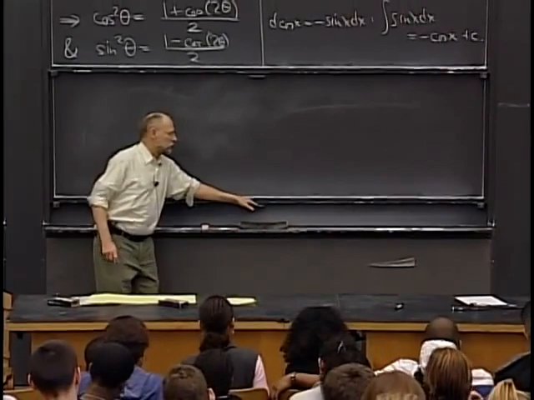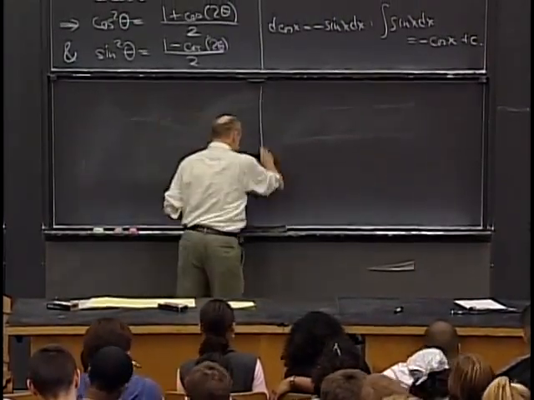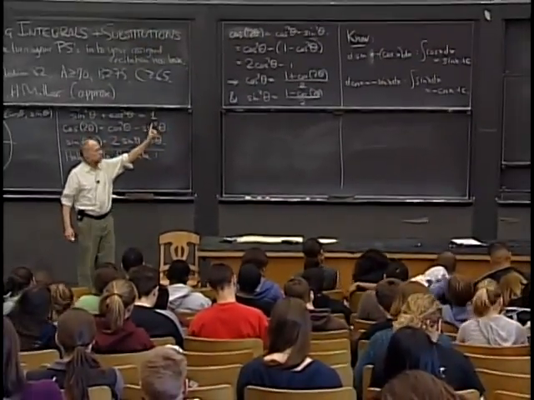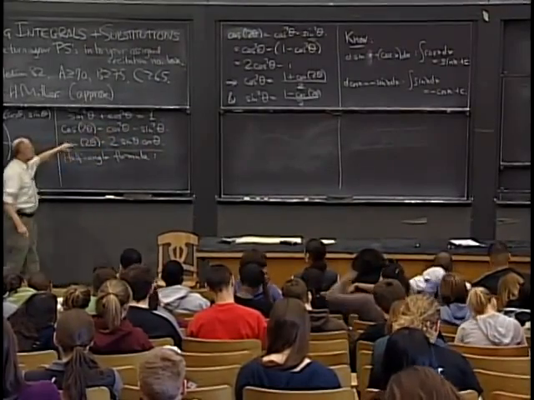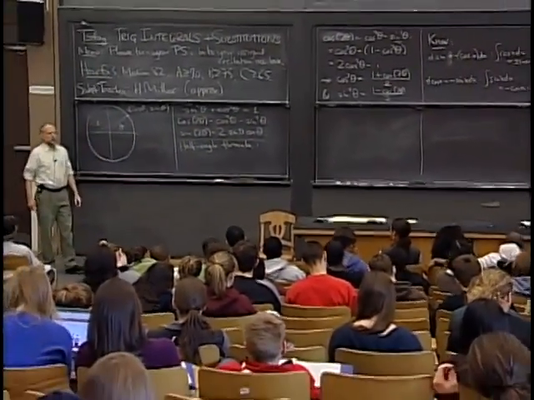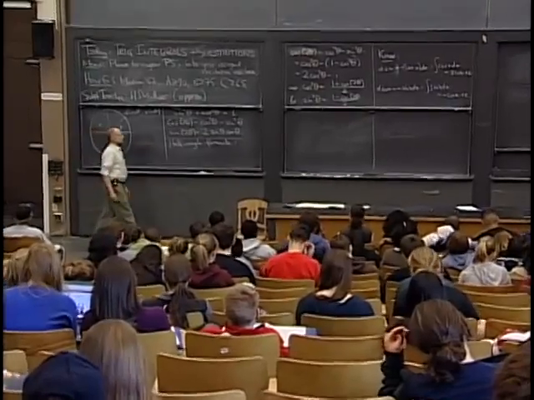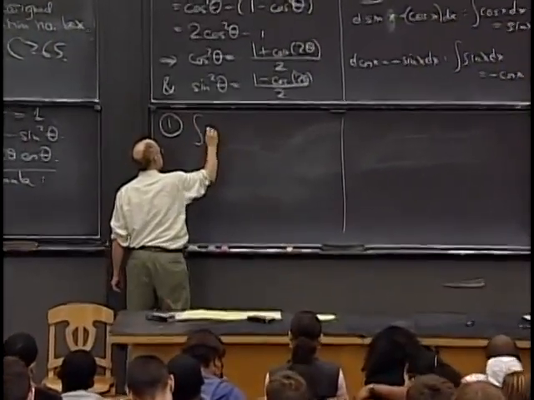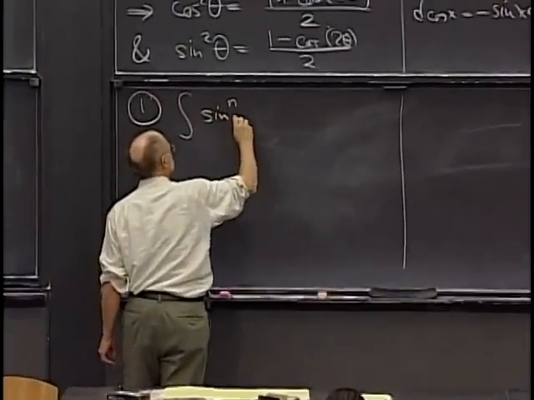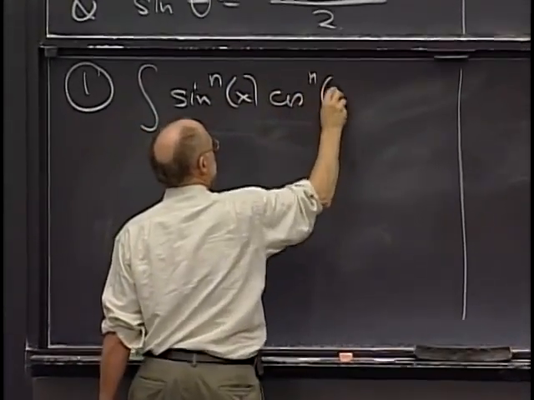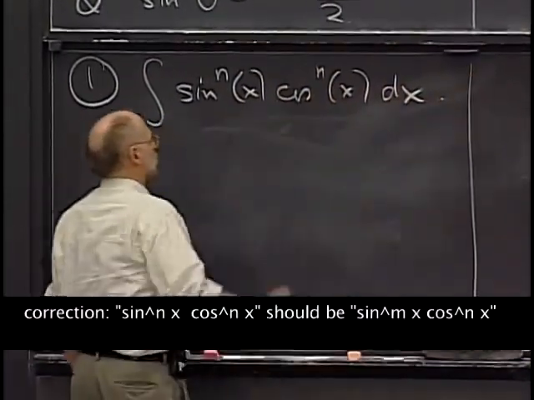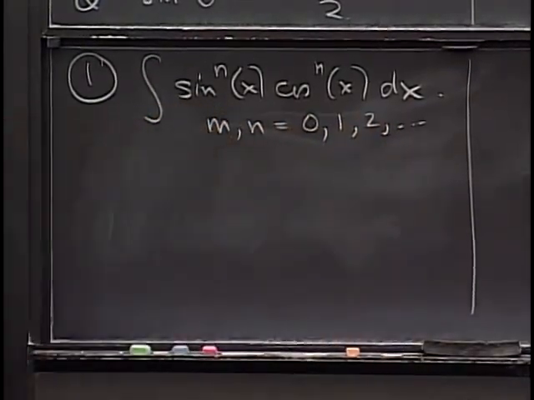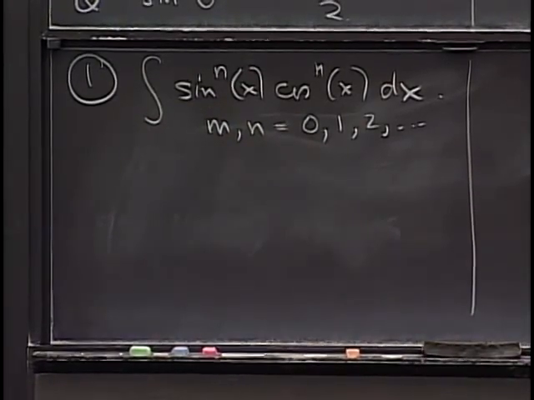And the game today, for the first half of the lecture, is to use just those basic integration formulas together with clever use of trig identities in order to compute more complicated formulas involving trig functions. So the first topic is to think about integrals of the form sine to the mth power of x, cosine to the nth power of x dx, where here I have in mind m and n are non-negative integers.